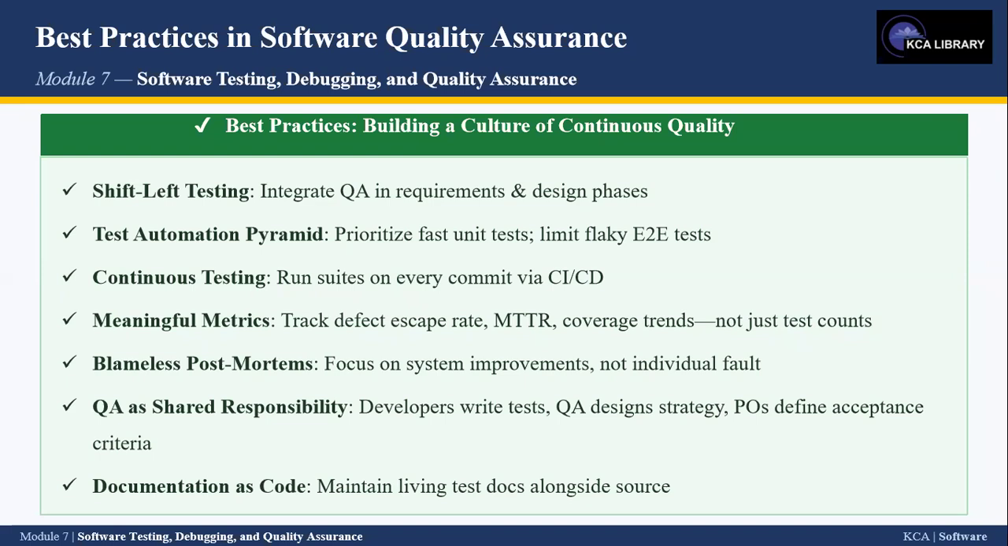Meaningful metrics to track: defect escape rate, MTTR, coverage trends. Blameless postmortems, which focus on system improvement. QA as shared responsibility: developers write tests, QA designs strategy. Documentation as code: maintain living test docs alongside source. Quality is everyone's job, from product owner to developer to QA engineer.